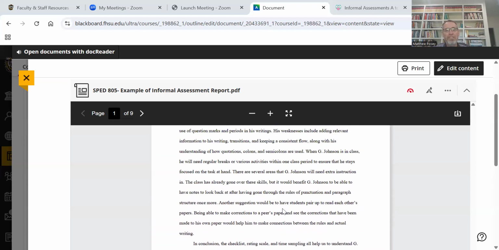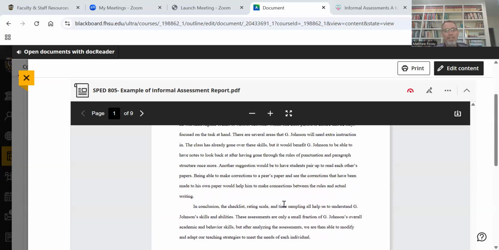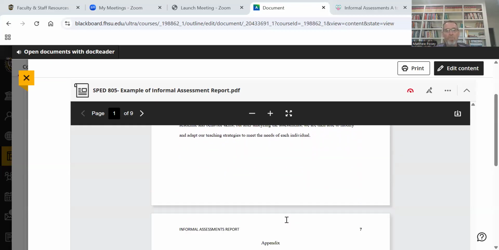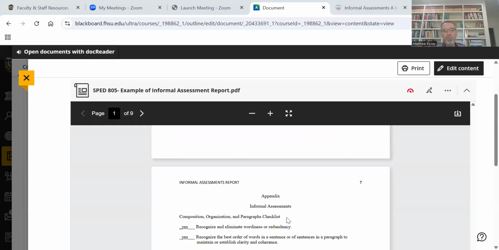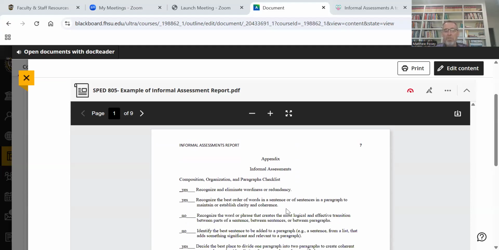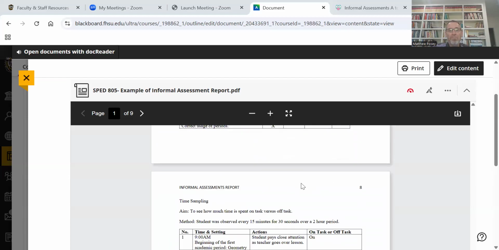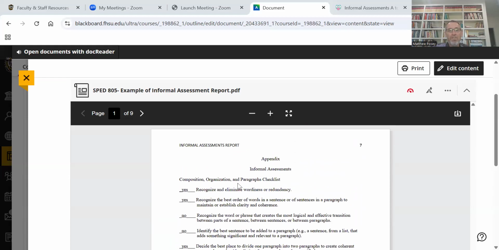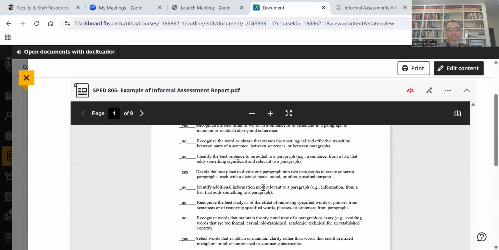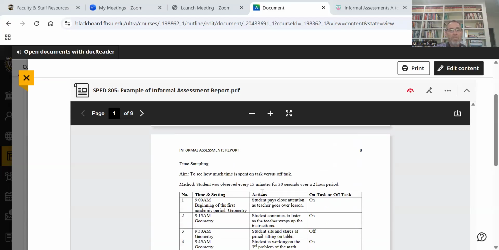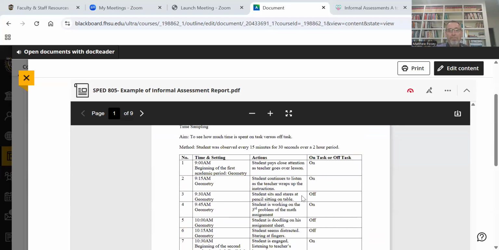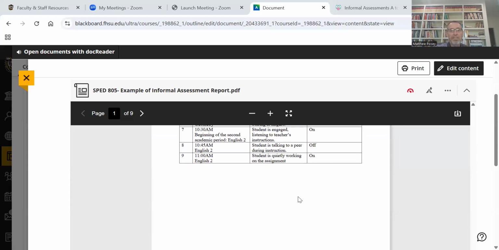Okay, and then you basically are concluding. Add a conclusion paragraph in there. Also, in your appendix, you want to make sure that you include copies of your informal assessment. You can see what the student did here. The rating scale, they used a checklist, a rating scale, and then also the time sampling form. They created them, this particular student did.